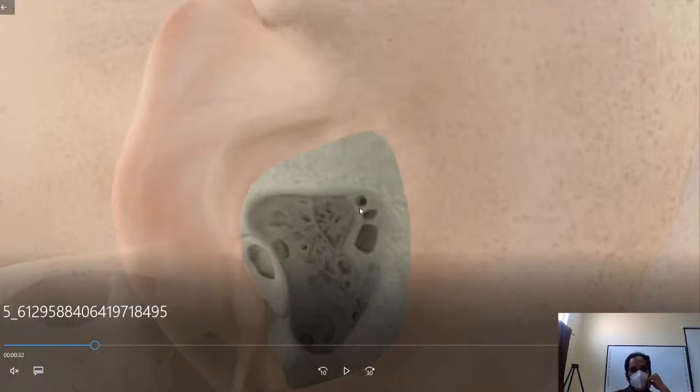After drilling, you get all the vital structures. Here the superior border is the dura, here the posterior aspect is the sigmoid sinus, and inferiorly you get the jugular bulb, and just below this posteriorly you get the facial nerve and the chorda tympani nerve. Okay, so be careful while operating. You can get the dura here, sigmoid sinus, jugular bulb, facial nerve, and chorda tympani nerve.